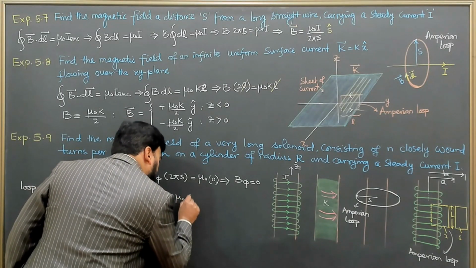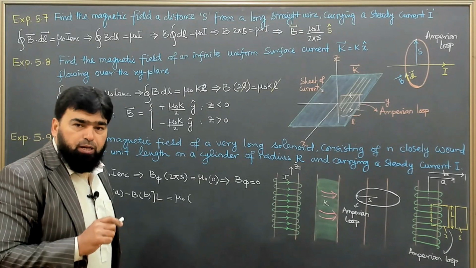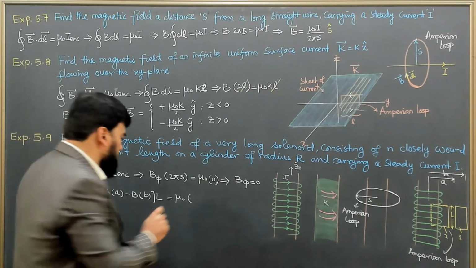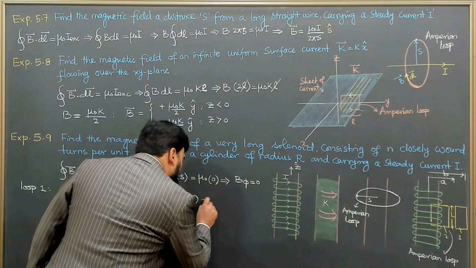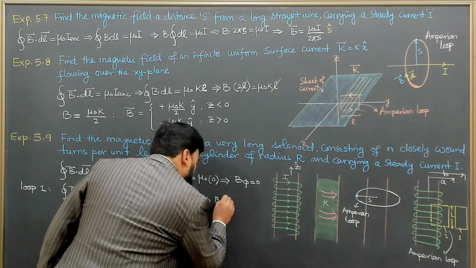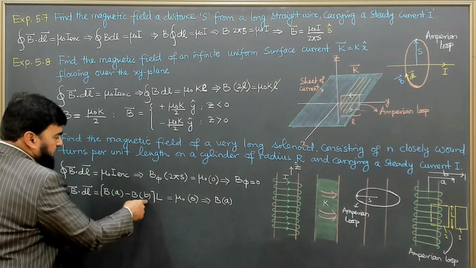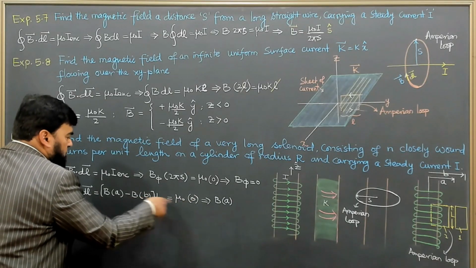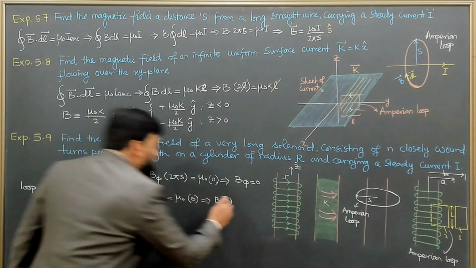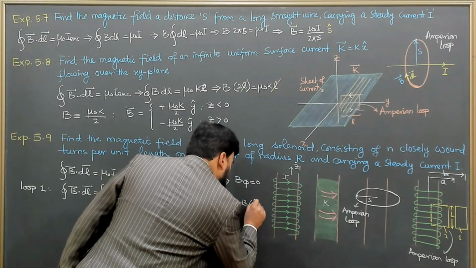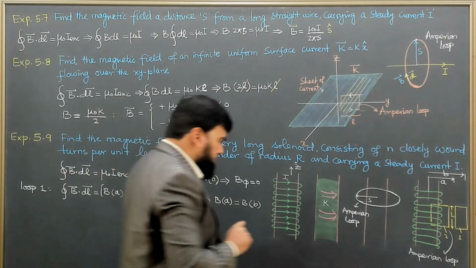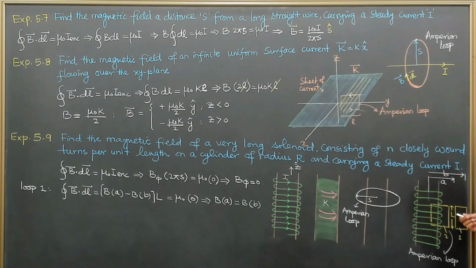mu naught, and how much current is being enclosed by loop 1. So loop 1 is enclosing 0 current, and again we have that B_A minus B_B, and L will drop. So this is equal to 0, so it means B_A is equal to B_B. It means that the value of the magnetic field at point A is the same as the magnetic field value at point B.